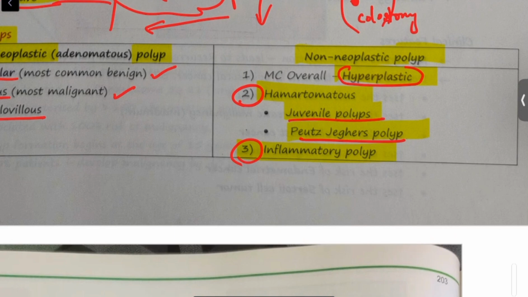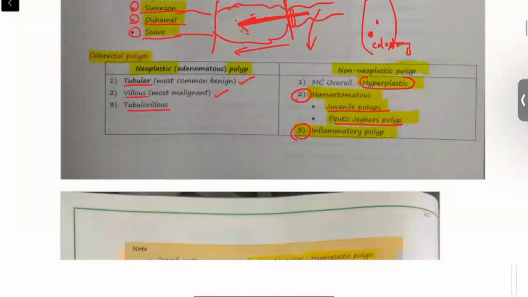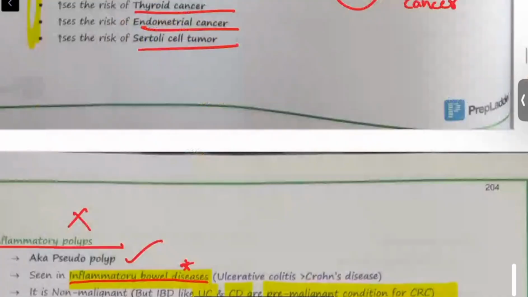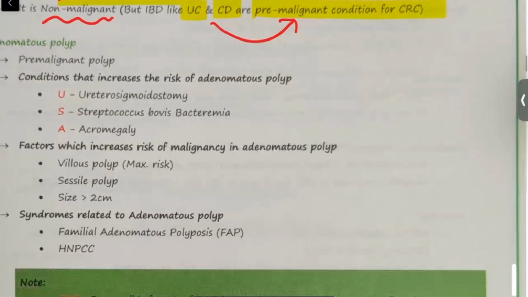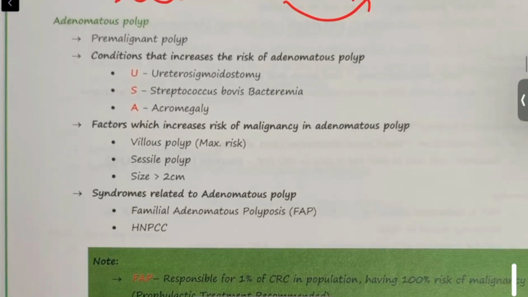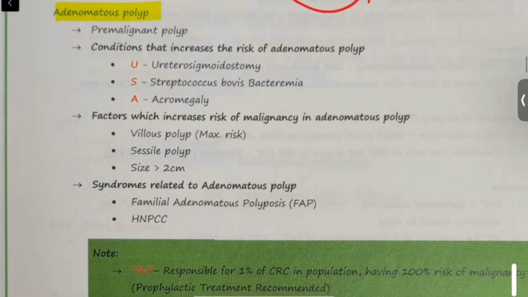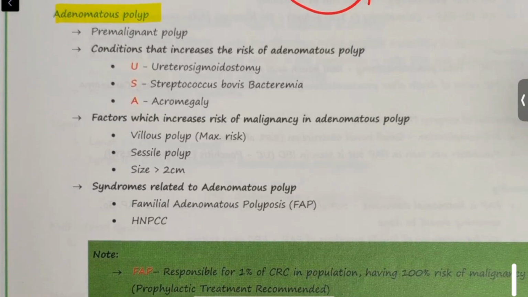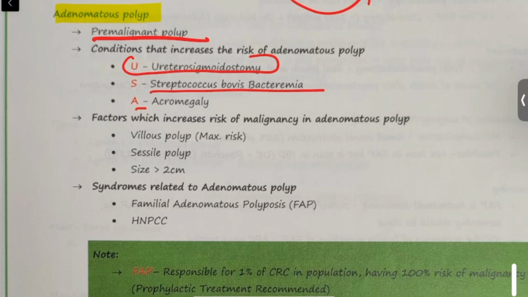Because of that reason it will form polyps. Okay, so next, coming to two main important, that is adenomatous, or you can say neoplastic polyps. Okay, so this is a pre-malignant polyp, and the conditions which increase the risk of adenomatous polyp are ureterosigmoidostomy, okay, streptococcus bovis bacteremia, and acromegaly.